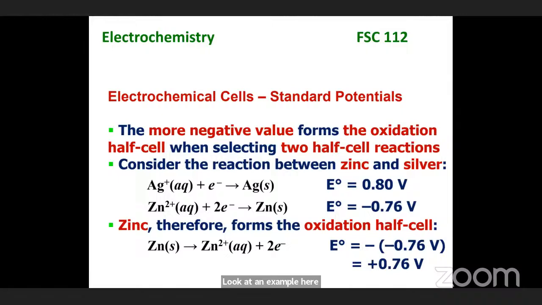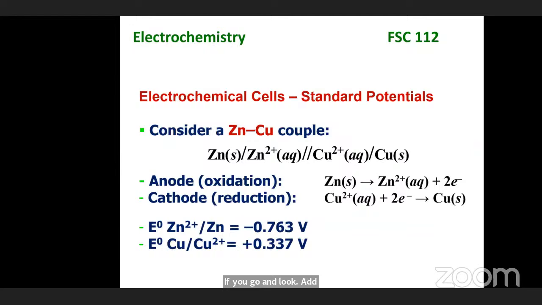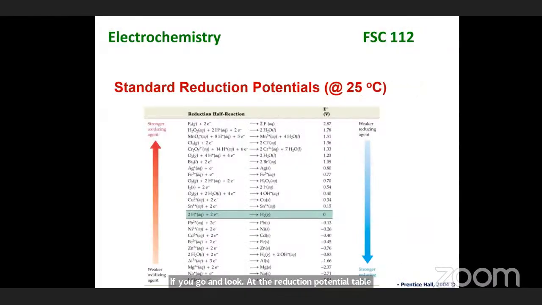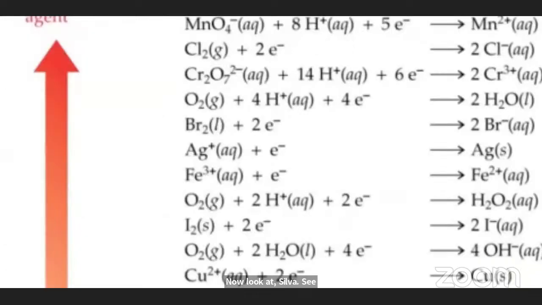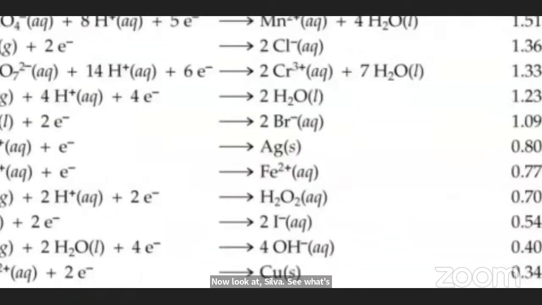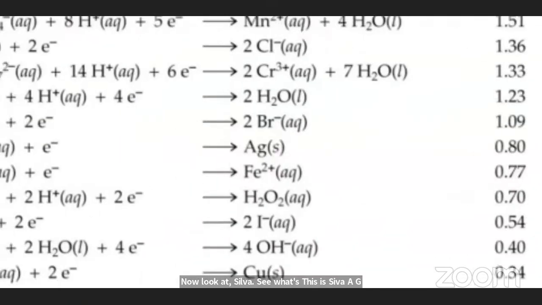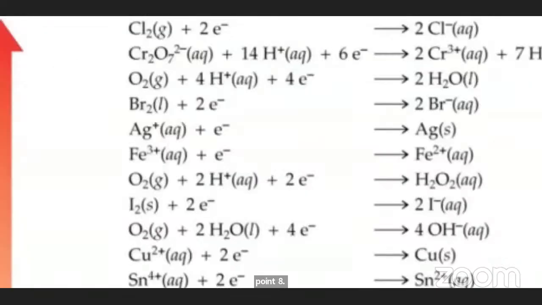Here, the more negative value forms the oxidation half cell. Again, this is explaining to you where you have, in this case now, silver and zinc as your electrodes. If you go and look at the reduction potential table that we looked at just now, now look at silver. See where silver is here? This is silver, Ag, plus 0.8. Okay, now let's find zinc. You will see that zinc will be lower.